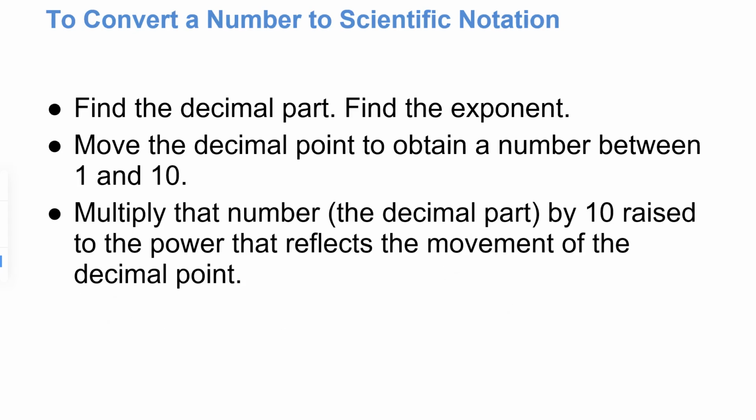So to convert a number to scientific notation, find the decimal part, then find the exponent. Move the decimal point to obtain a number between 1 and 10. Multiply that number, the decimal part, by 10 raised to the power that reflects the movement of the decimal point. So those are written out instructions, and not a lot of students do well with written out instructions, so I'm going to give you some examples.